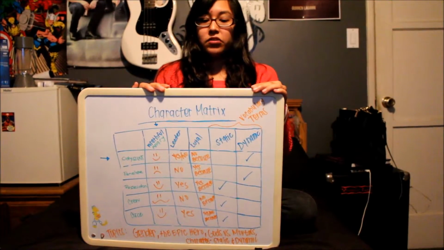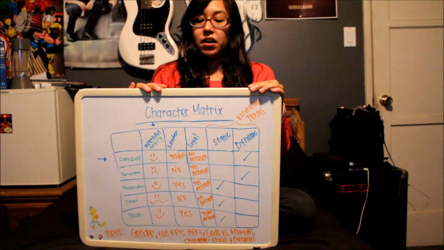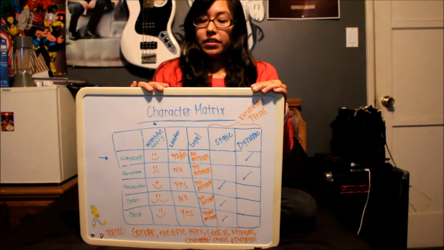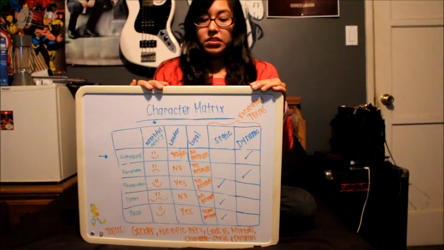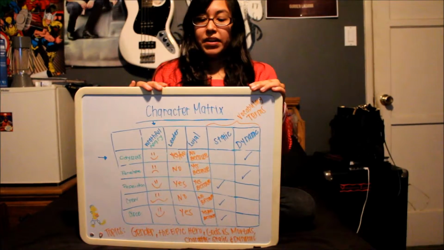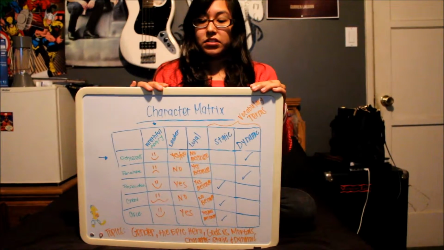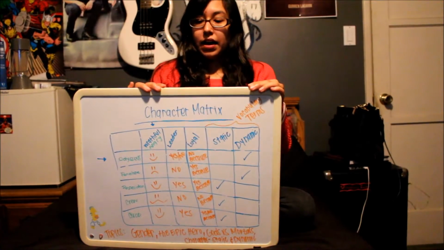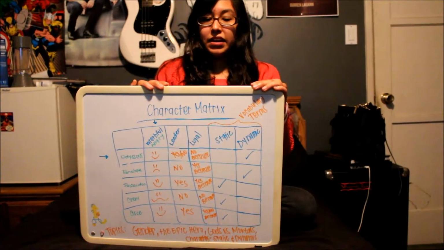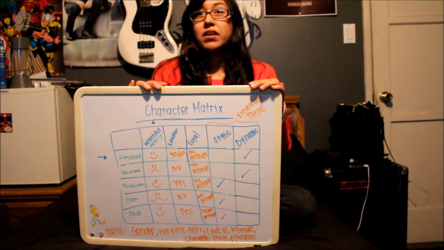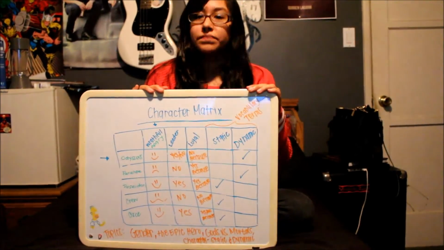This grid can lead to fruitful discussions about gender in the Odyssey, the differences between gods and mortals, the differences between the epic hero and all the other characters, as well as differences between static and dynamic characters. All the possibilities are endless.